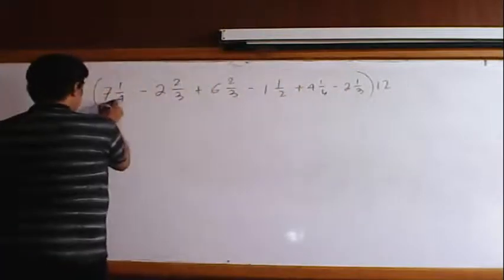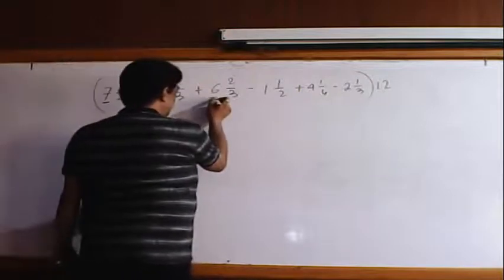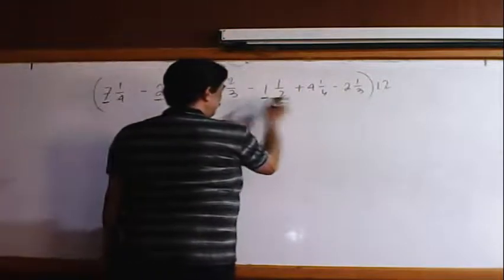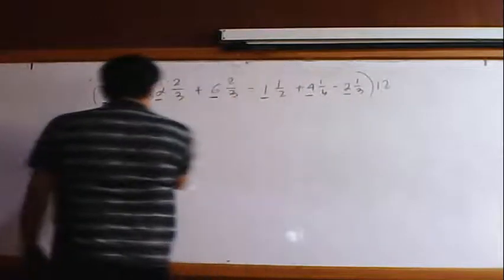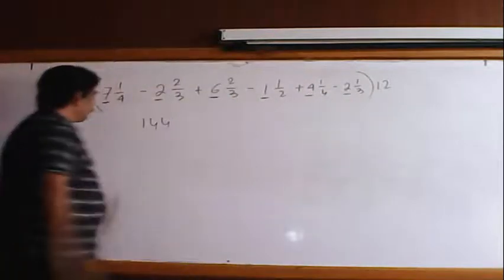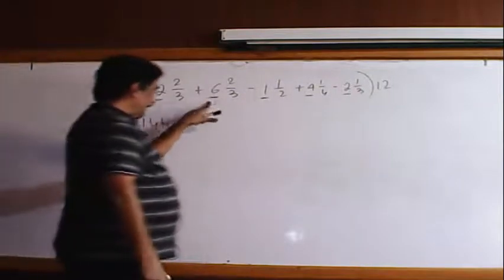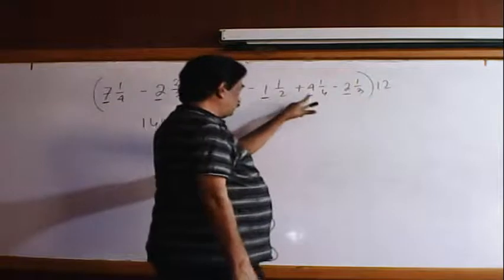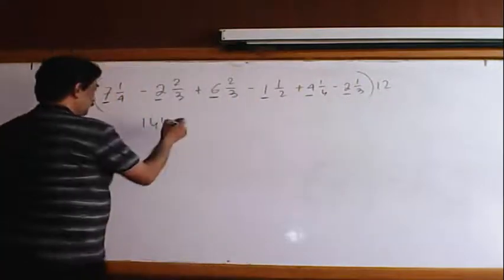Now first of all, 7 minus 2 is 5. 5 plus 6 is 11. 11 minus 1 is 10. 10 plus 4 is 14. 14 minus 2 is 12. So 12 into 12 is 144. Very careful: 7 minus 2, 5. 5 plus 6, 11. 11 minus 1, 10. 10 plus 4, 14. 14 minus 2, 12. 12 into 12, 144.